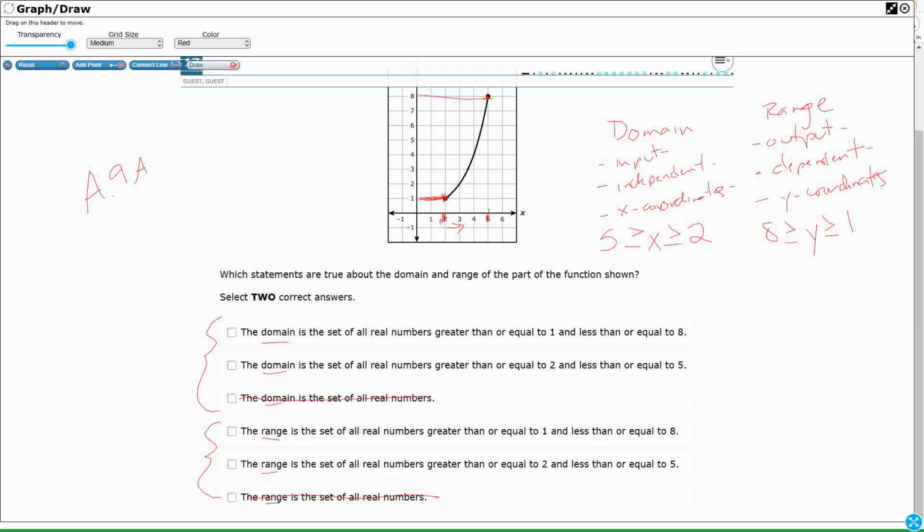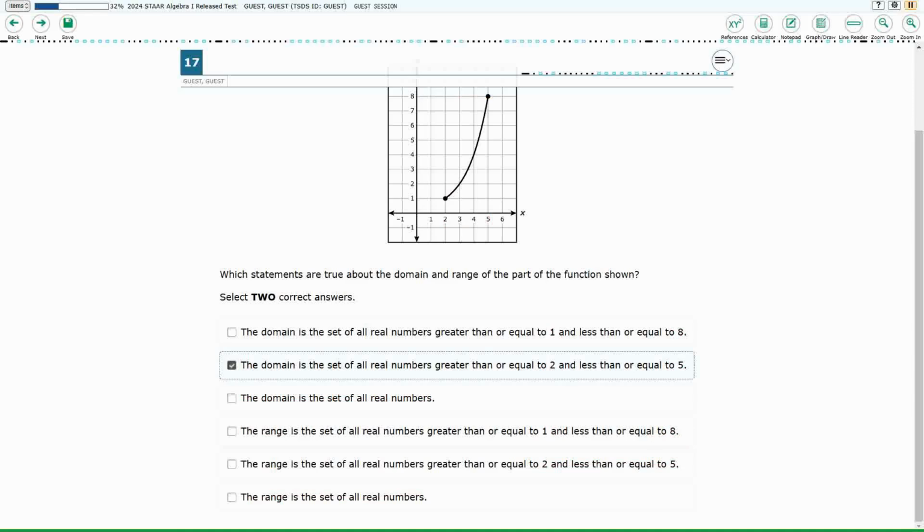So let's look at our domain first. And you notice, look what I have on both, a 1 and an 8, a 1 and an 8, and then I've got a 2 and a 5, 2 and a 5, right there. So really it's just trying to figure out, do I know which one is which? Well, we've already said our domain is all real numbers greater than or equal to 2, less than or equal to 5. And if that's the case, then that can't be my range. My range is going to be right here, greater than or equal to 1, less than or equal to 8. So my answer choices here are my option 2 and then my option 4, or B and D if you want to give them letter values, option 2 and option 4.